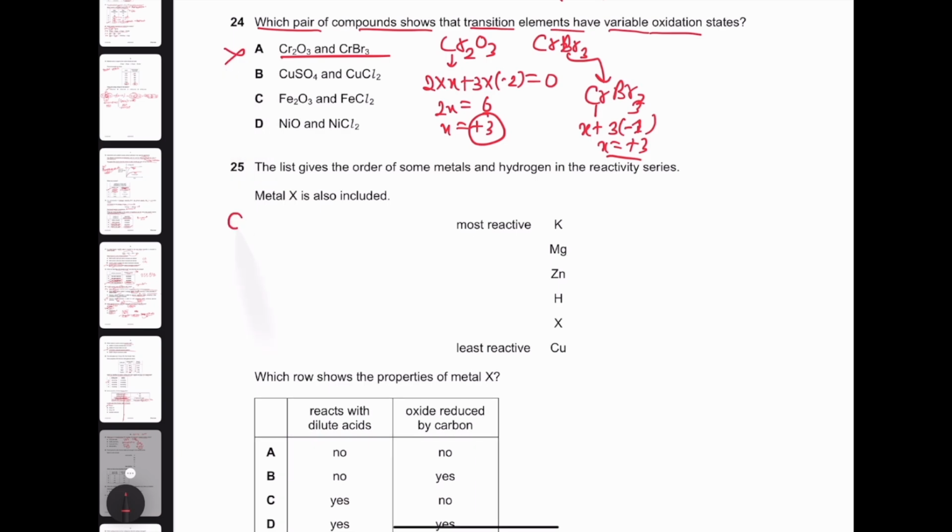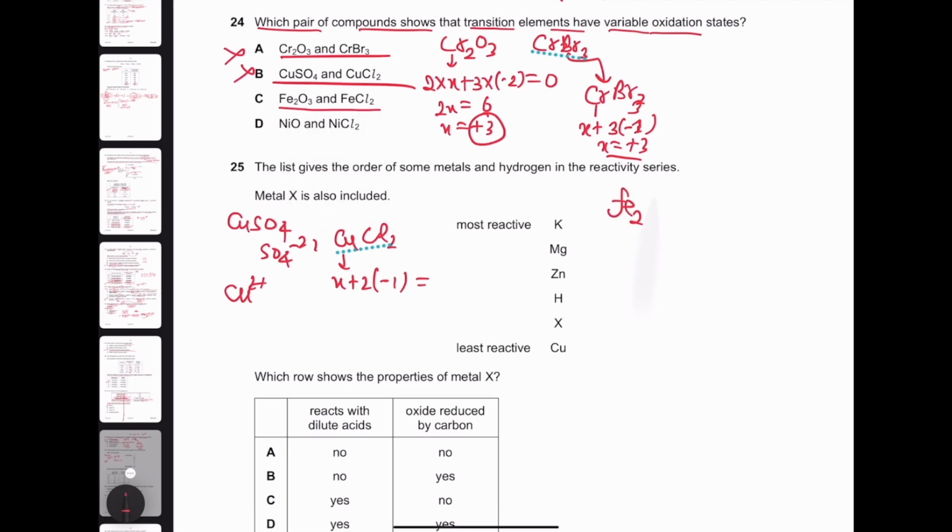No. In copper sulfate, you know that SO4 is -2, so copper must be +2. In CuCl2 as well, x plus 2 times -1. Halide ions are -1, so it is again +2 only. So this is also wrong. But if you look at Fe2O3 and FeCl2, in Fe2O3, it is 2 times x plus 3 times -2 equals 0.